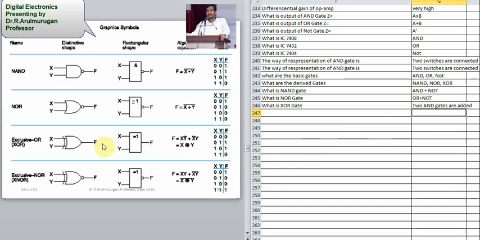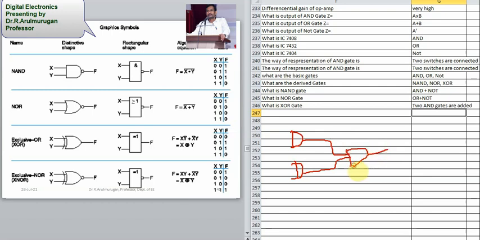That is called the XOR gate. You can draw the diagram, then you will understand it. Draw an AND gate, and another AND gate. The outputs of these two go into an OR gate.